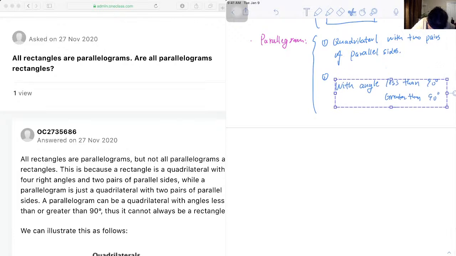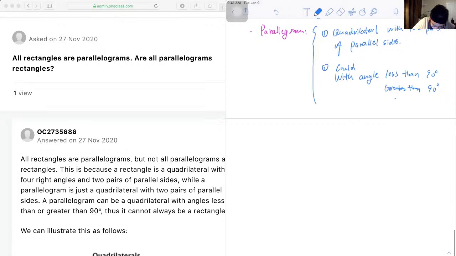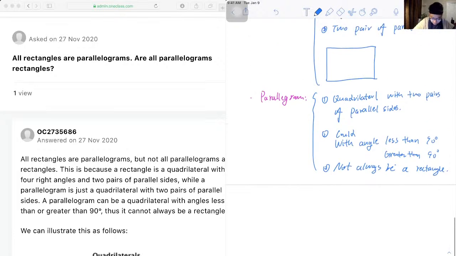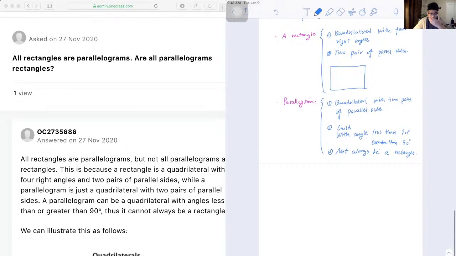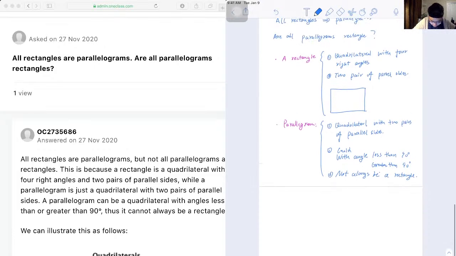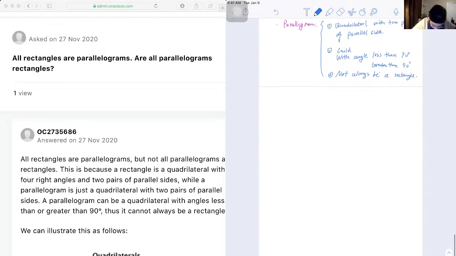Could. Okay, so not always be a rectangle. So the rectangle has a restriction on the angles, which is that the 4 angles have to be right angles, which means 90 degrees. But in parallelograms, it doesn't have any restrictions on the angles. Okay, so let's draw a diagram to summarize all this info.